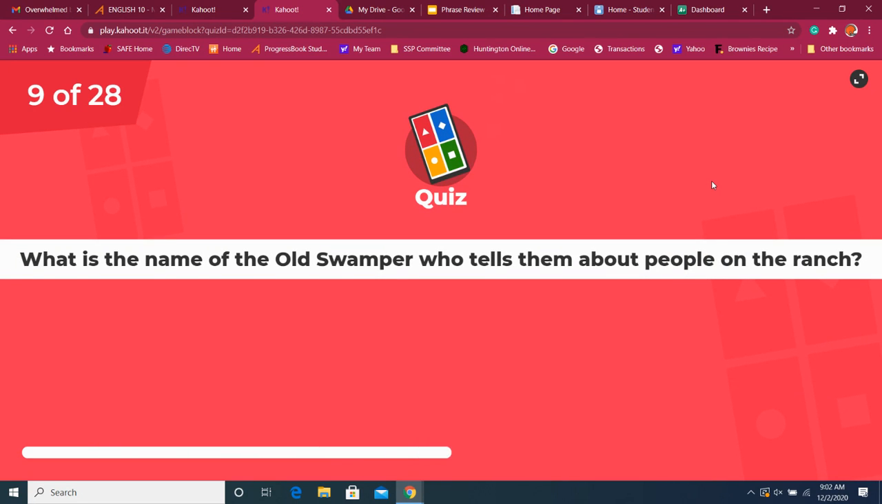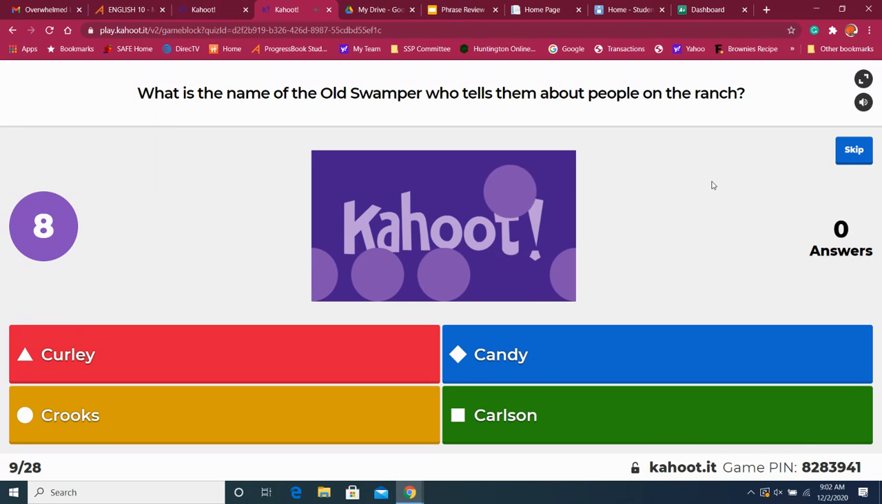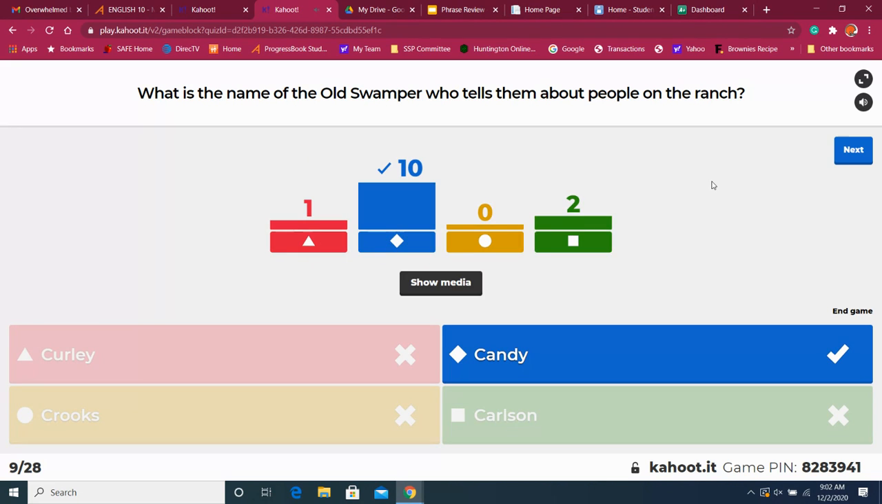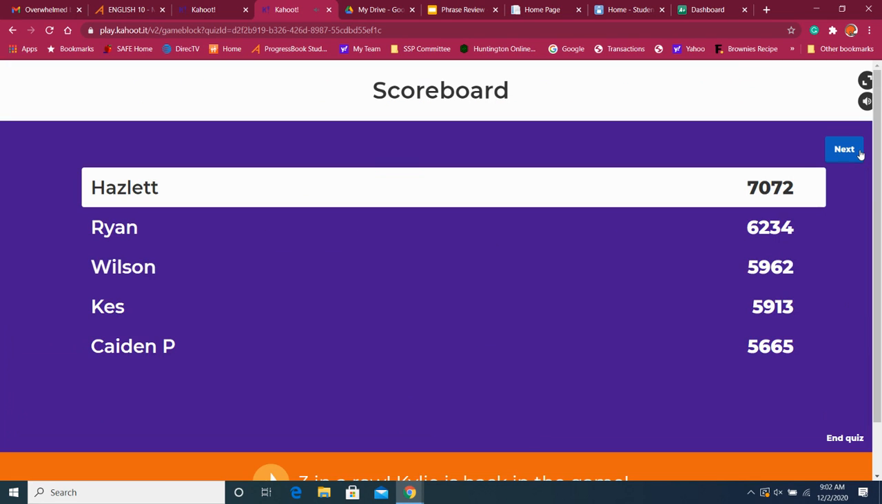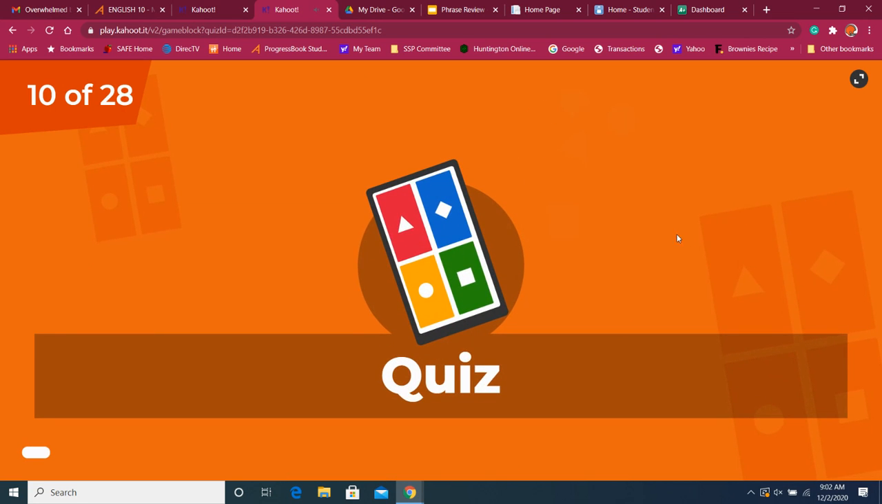What is the name of the old swamper who tells them about people on the ranch? Is that Curly, Crooks, Candy, Carlson? This is a short one. Candy's the swamper. He's the one without the hand. All right. Nice movement along here.